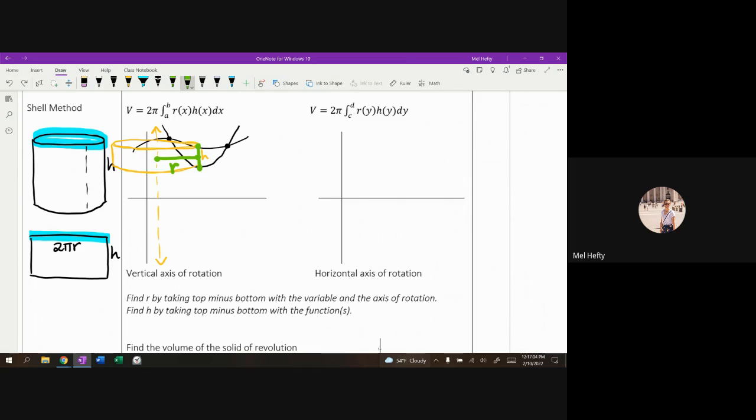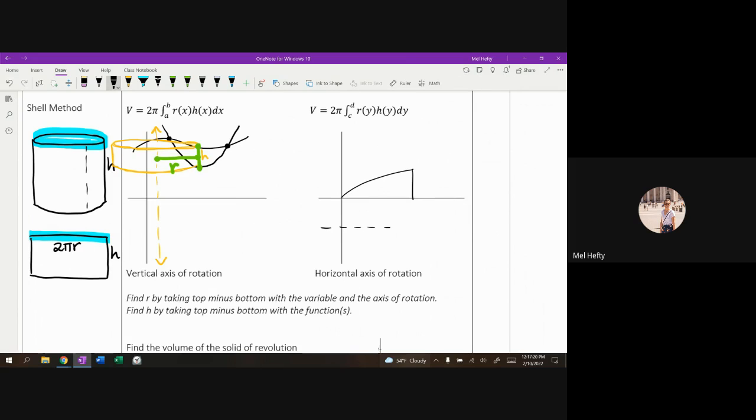So we're just finding one representative label, if you will. It'll make more sense once we do at least one question. Right now, we're just labeling. For here, I can do this also in terms of y. Again, I'm just drawing a representative region.